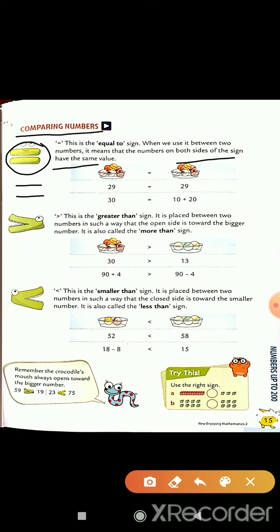For example, here the number is 29. Here also the number is 29. Both these numbers are the same. So which sign are we going to use? Equal to sign. Here in a basket 6 balls are there. Here also in a basket 6 balls are there. Both the numbers are the same. That means we will use which sign?